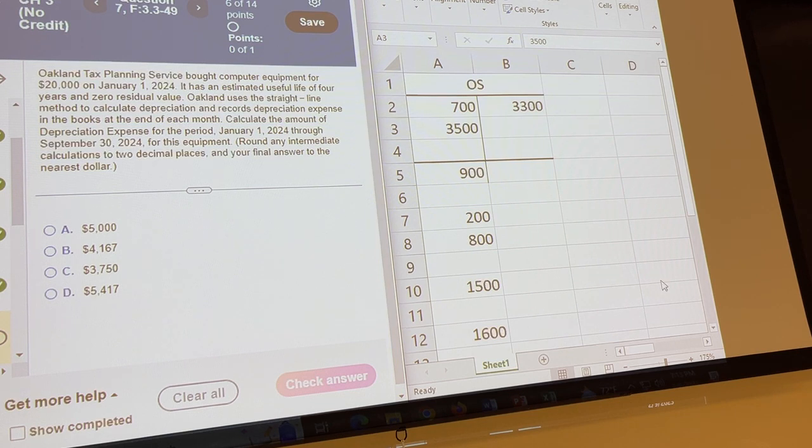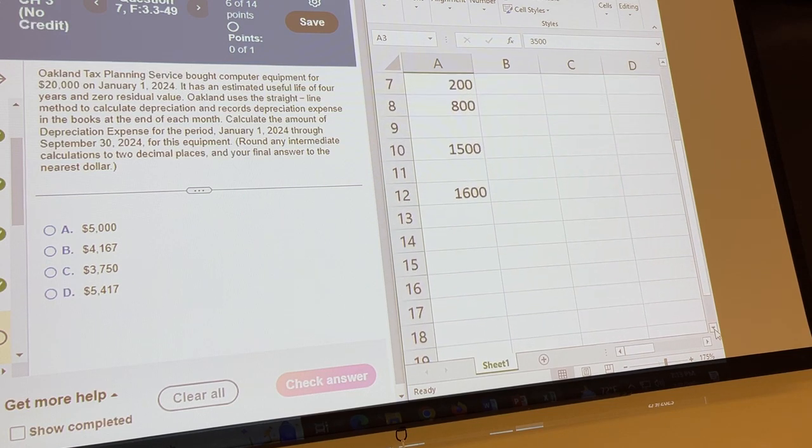Okay, this company bought computer equipment for $20,000. Zero residual value, 4-year useful life. They use the straight line method. We're supposed to calculate depreciation expense for January 1st through September 30th. I don't know why we're calculating it there for the 9-month period, but we are.